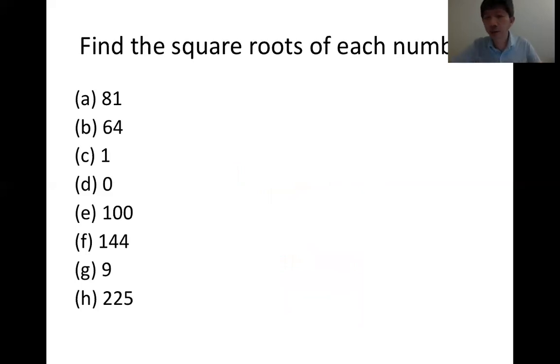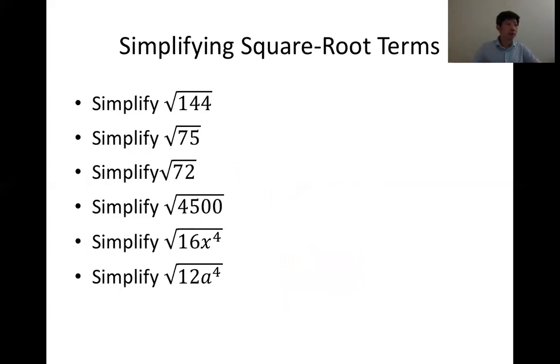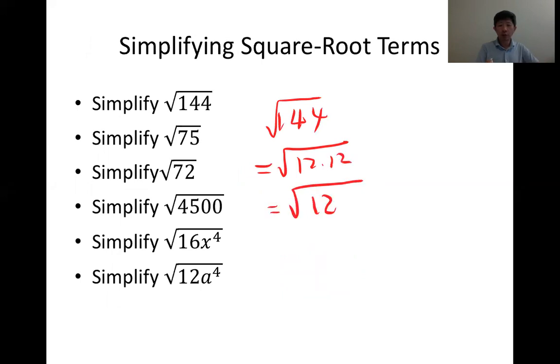All right, so next, simplify square root terms, right? Square root of 144. So actually, square root of 12 times square root of 12. So actually, square root of 12 squared, the answer will be 12, right?